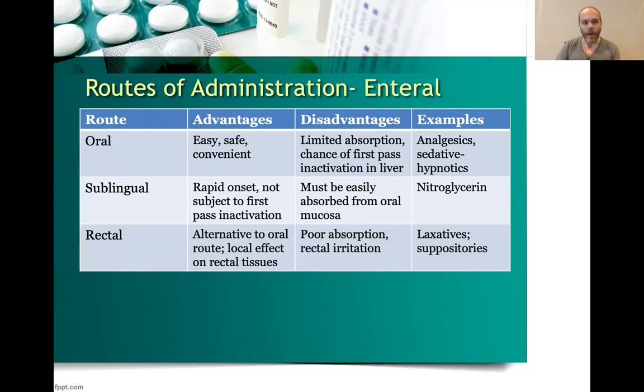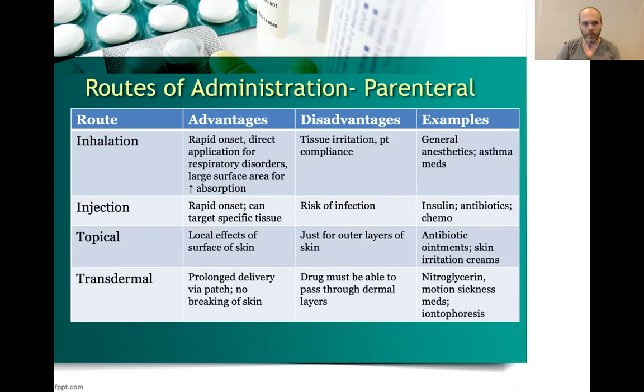These are the different intestinal or oral routes you can see: oral, sublingual, and rectal, and you can see the advantages and disadvantages to each, and I'll let you read through that chart. Besides this video, you do have this PowerPoint on Blackboard, just so you know. Here are the rest of the routes of administration. These are not oral or through the intestinal tract. So these are inhalation, injection, topical, and transdermal.